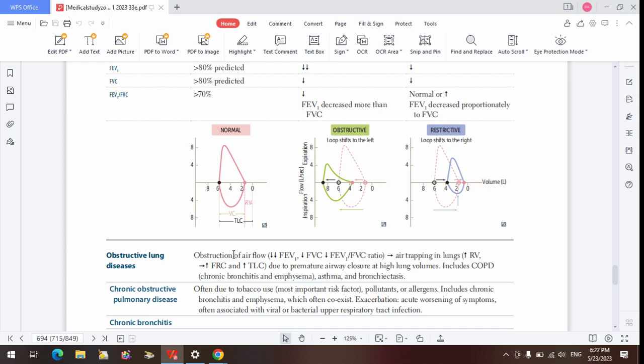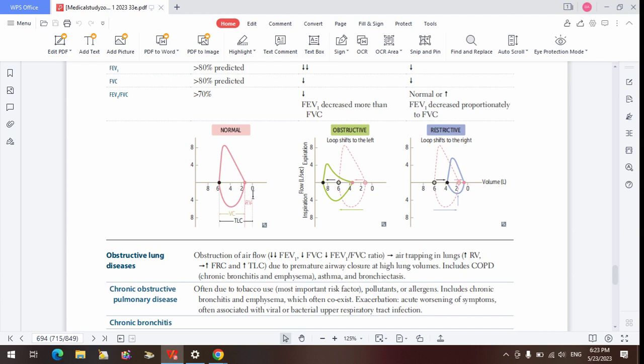So let me just take it one more time. We are looking at the starting. If someone has maximally exhaled, the remaining volume of air in the lungs is what? After a maximal expiration, what is the remaining volume of air in the lung? Residual volume, which is about 1.2. That is why you are seeing this pink dot starting very close to 2.